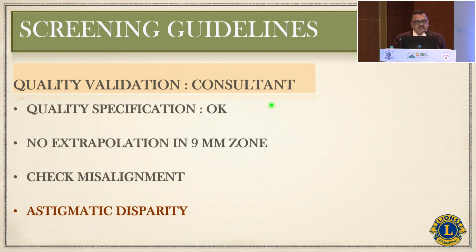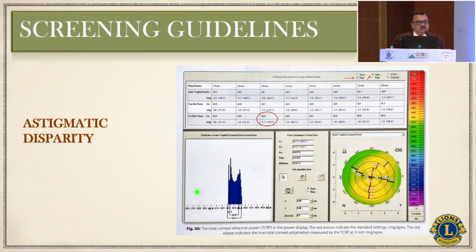The consultant step has 3 steps. He has to see what the technician has done, plus see the astigmatic disparity. What is astigmatic disparity? It is the difference between the tomographic astigmatism and the manifest astigmatism. And tomographic astigmatism, we can get from 2 maps. One is the total corneal refractive map.